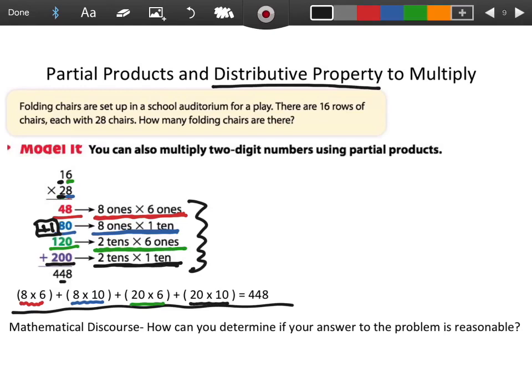This is the distributive property. It's just taking what we do in partial products up here and stretching it out longwise. And then once you find all these little partial products right here, you add them up.